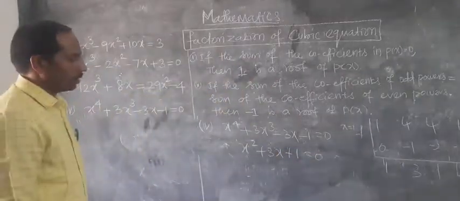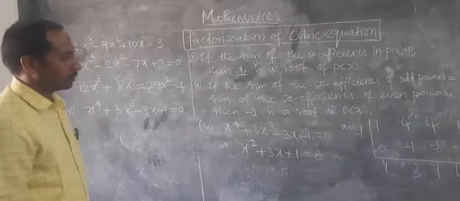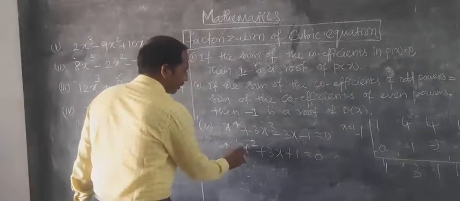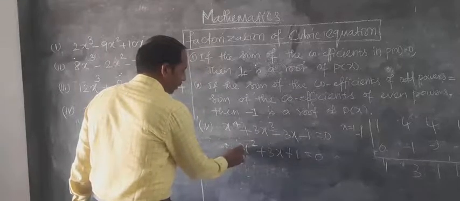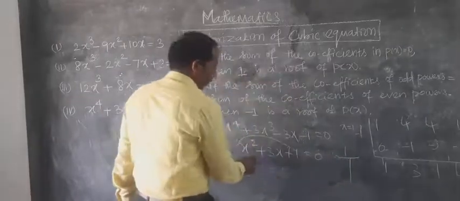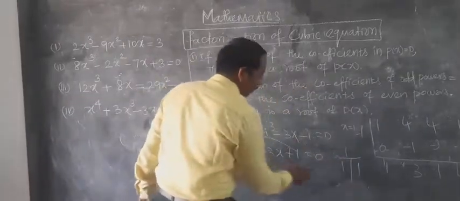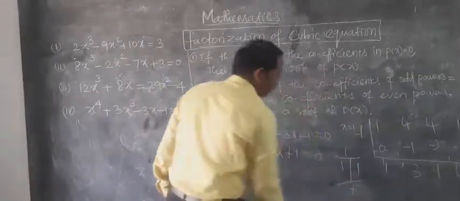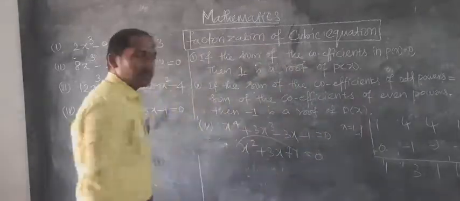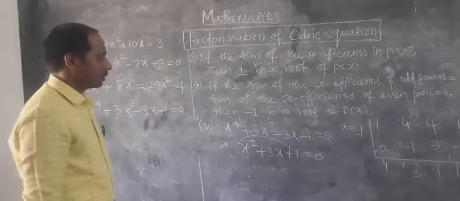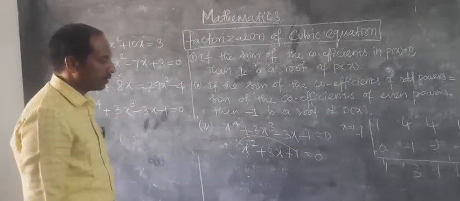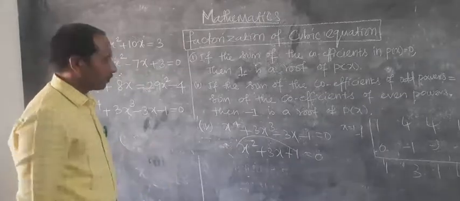x square plus 3x plus 1 equal to 0. So to find the factors, you multiply the coefficient of x square, which is 1, into the constant 1. But the possibilities mean 1 into 1, and you have to get the 3, so it is not possible. Use the formula method. Already I have given the video. So suppose if you didn't get any possibilities in the factorization method, you have to use the formula method.